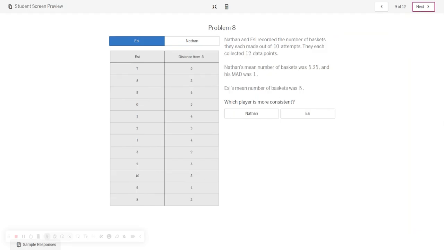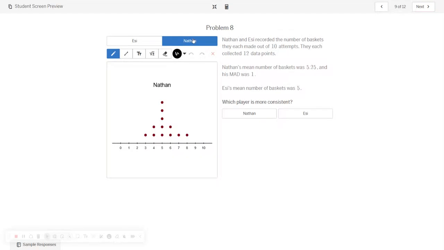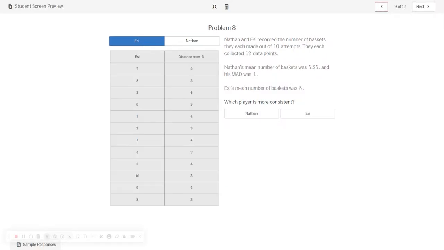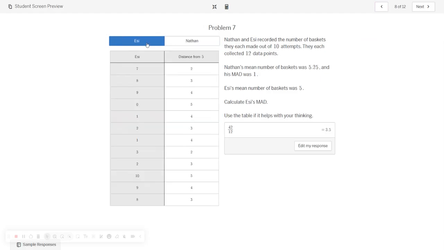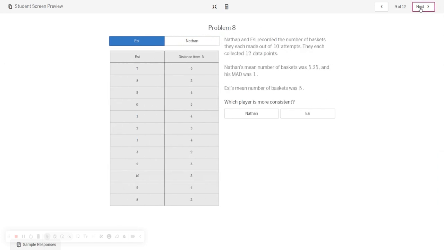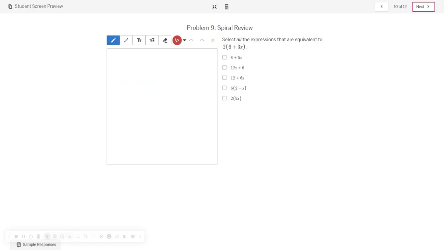Oh, wow. Nathan, the same information I was just given. The mean is 5.25, and his MAD was 1? No, I just got it. That was 3.5. Which student is more consistent? Oh, was there a second student? Was there a second student on this one too? Okay, so Nathan looks like this. Yeah, the other is all spread out. 3.5, not as consistent as Nathan. Nathan was way more consistent.